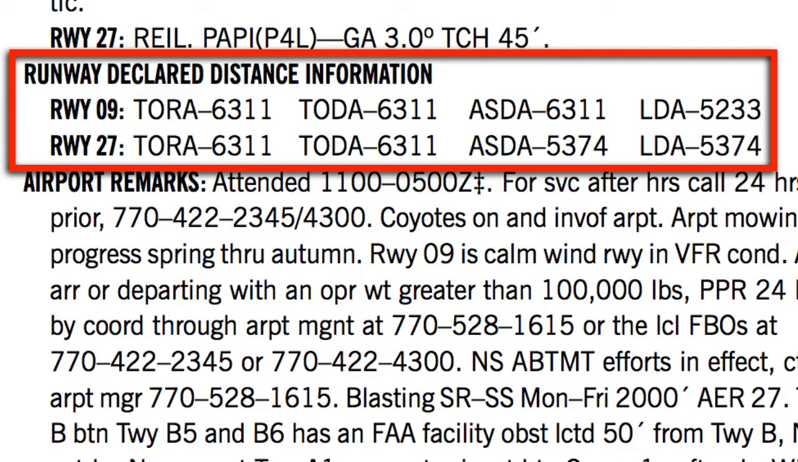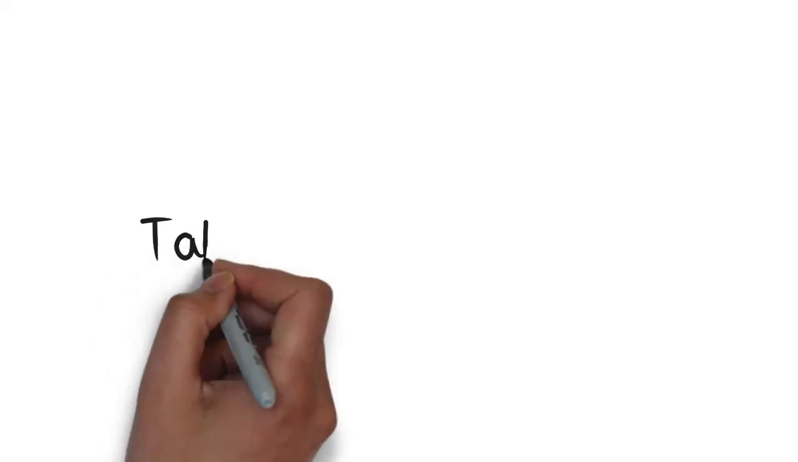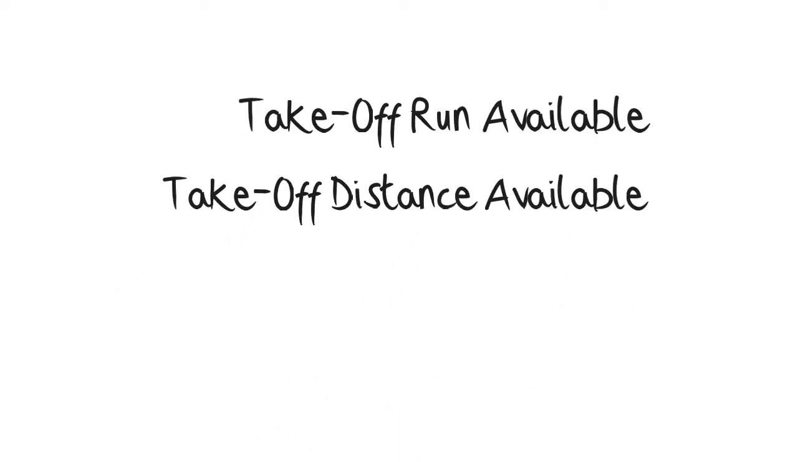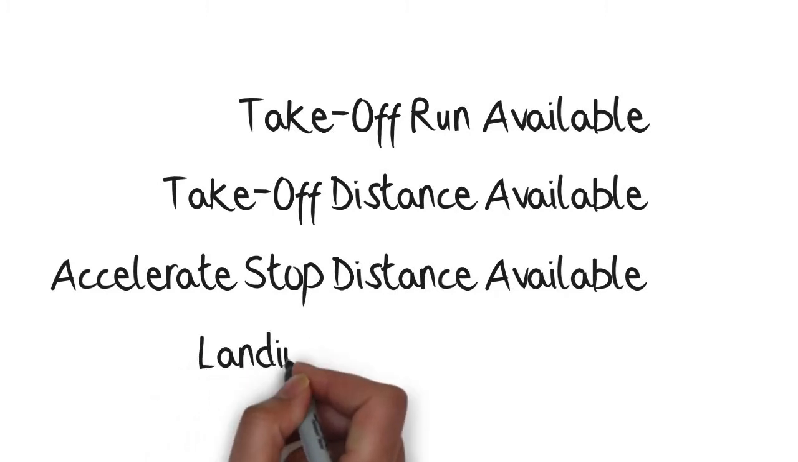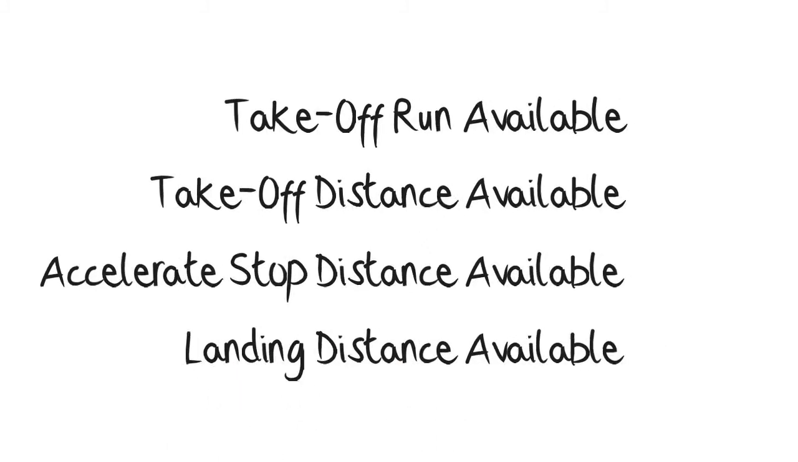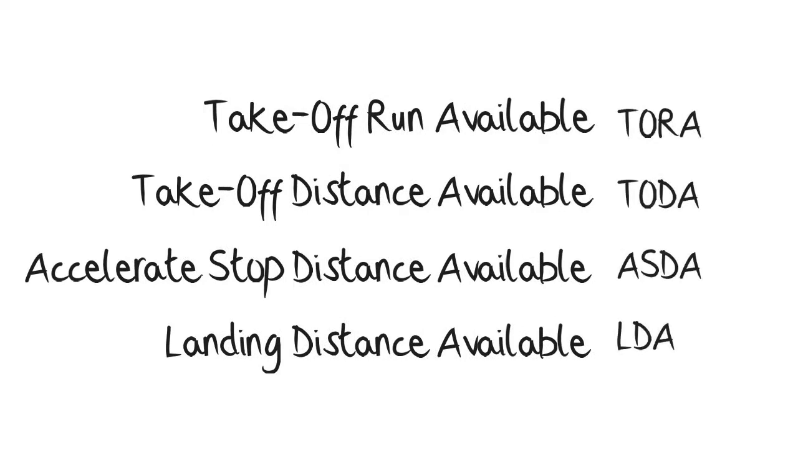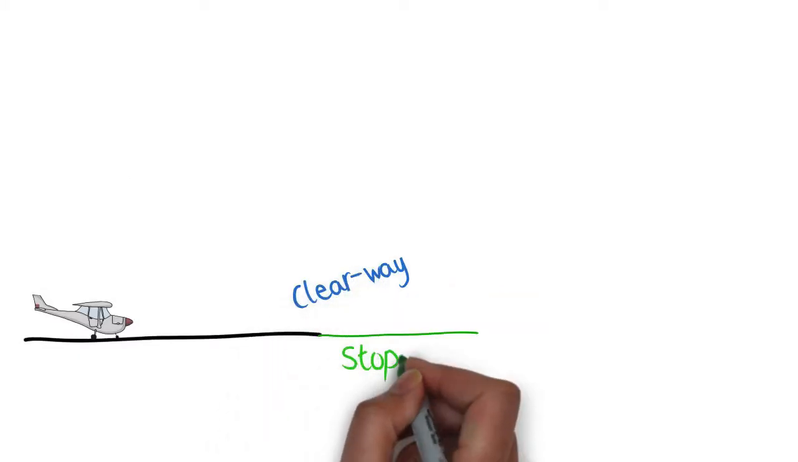Before we go any further, let's sort out the terminology and then we'll get into the operational considerations. There are 4 declared distances: takeoff run available, takeoff distance available, accelerate stop distance available, and landing distance available. These are often referred to by their abbreviations TORA, TODA, ASDA, and LDA respectively. You'll also see the terms clearway and stopway.